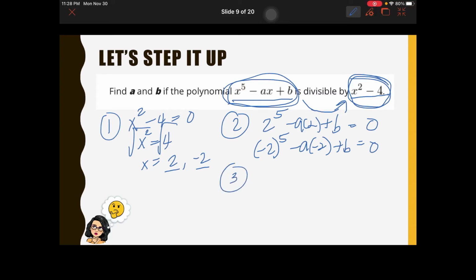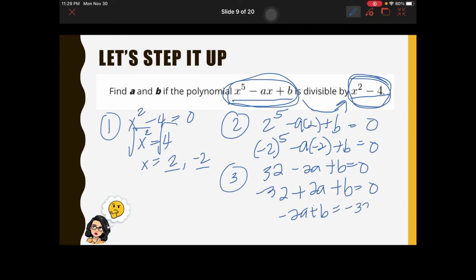So what will happen here? Magsisimplify po tayo. Let's proceed to the third step. We will have 32 minus 2a plus b equals 0. And then the second equation will become negative 32 plus 2a plus b equals 0. So, kung ang gagawin po natin ay ililipat natin sa kabila si 32, ang magiging itsura po ng ating equations ay negative 2a plus b is equal to negative 32. And this one will be 2a plus b is equal to positive 32.